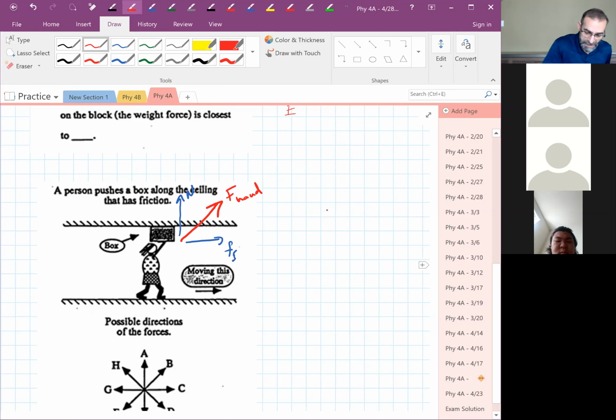So you have a box, you have hands, which we're viewing as there, that's a hand. So the force of friction is this way on the box, and the force of friction is this way on the hands.